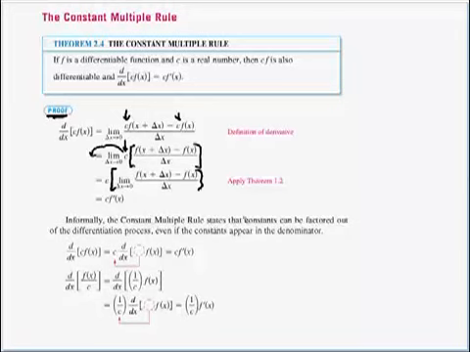Informally, the constant multiple rule states that constants can be factored out of the differentiation process, even if the constant appears as a denominator or as a fraction. So here's the derivative d dx of c times f of x. Just pull that c out front, and then it's c times your derivative, f prime. And it also works if you see something like this, here's f of x divided by a constant. It might look kind of intimidating, but that constant in the denominator is just a fraction, 1 over c. So we can even factor that fraction out front, 1 over c times that derivative. Just 1 over c times f prime of x.